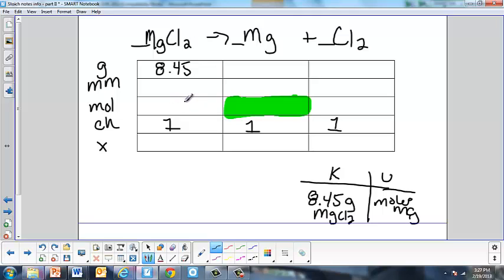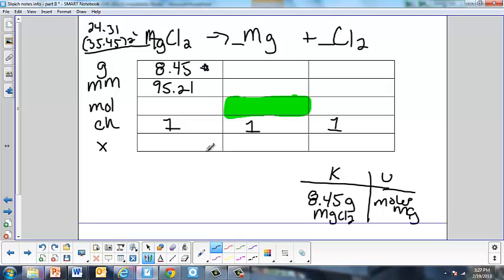Now the other thing that I'm going to need is the molar mass of magnesium chloride. So I'm going to take 1 magnesium and 2 chlorines. Magnesium is going to be 24.31 if you find it on the periodic table. Each chlorine is going to be 35.45. We need 2 of them. Add that all up, we get 95.21 grams per mole for magnesium chloride. And now we're ready to start.